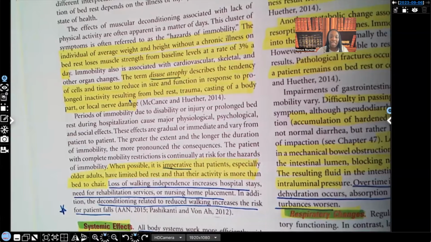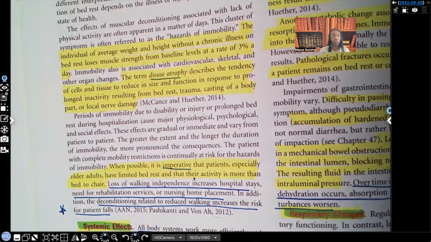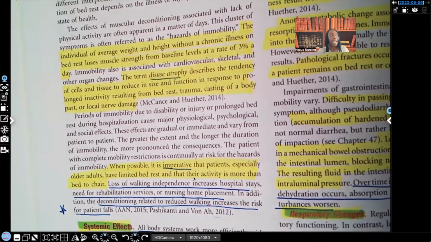When possible, it is imperative, I underline that word imperative as important, when possible, it is important that patients, especially older adults, have limited bed rest and their activity is more than bed to chair. The older that you get, it's wear and tear of the body. Things start to break down.